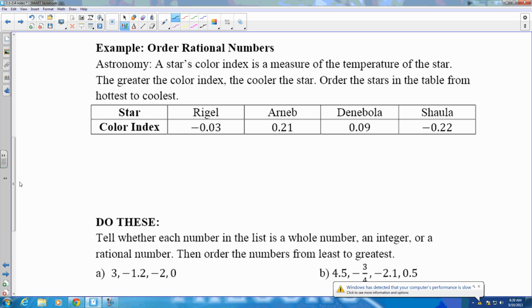The smallest one of these is Shala. The next smallest is Regal. Denebola is the next. And Arneb is the last. So Arneb is the coolest star.